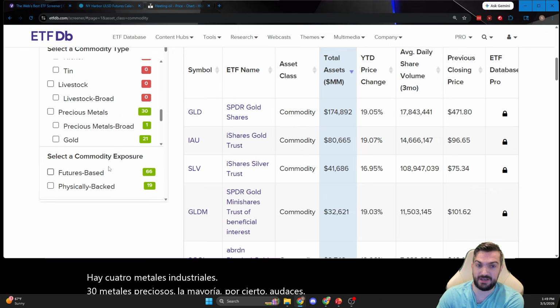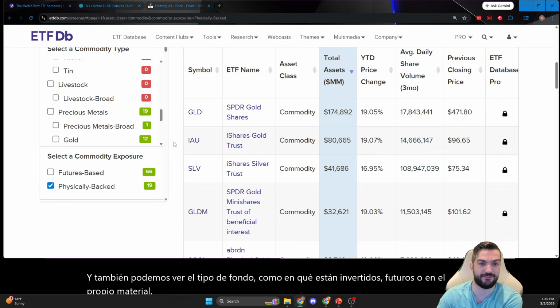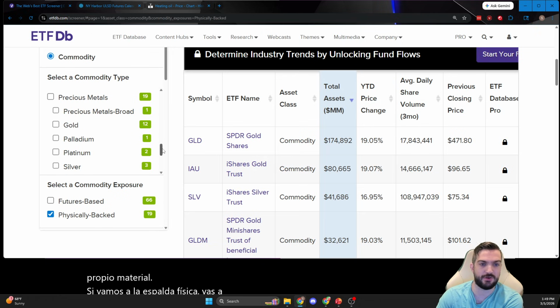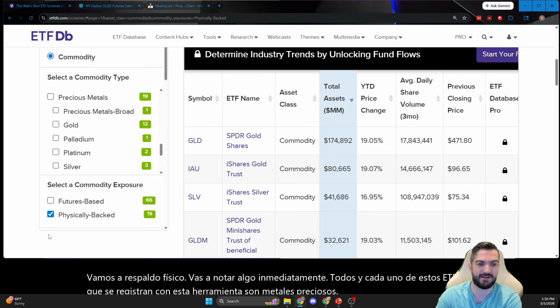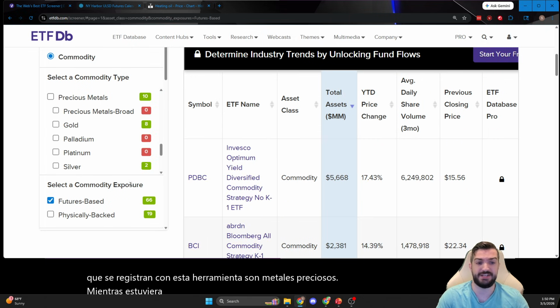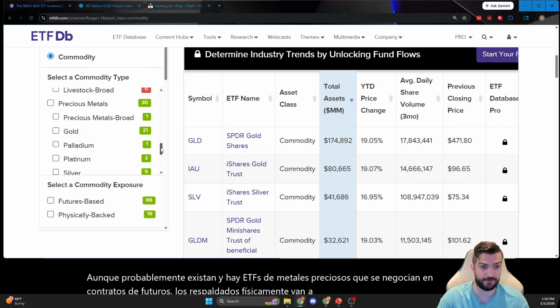And we can also see the type of fund, like what are they invested in, futures or the material itself. We go to physically backed. You're going to notice something immediately. Every single one of these ETFs that is tracked by this tool are precious metals. While there probably are precious metal ETFs that trade in futures contracts, physically backed are going to almost exclusively be precious metals.